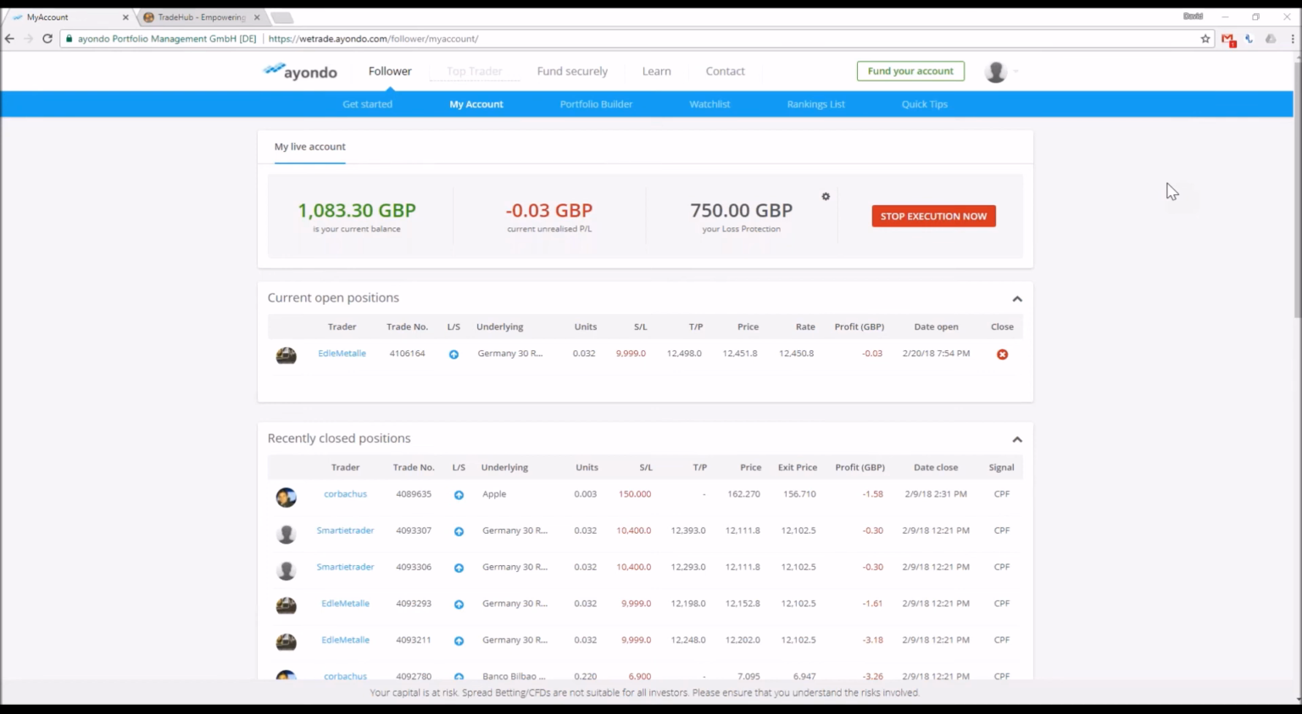But I think it's a really interesting way of maybe gaining some additional exposure to the market if you feel you don't have the time to do it yourself, or you have extra funds that maybe you want to have a slightly different approach. I think this whole idea of following traders is a really interesting and alternative way of doing it. But that's it.